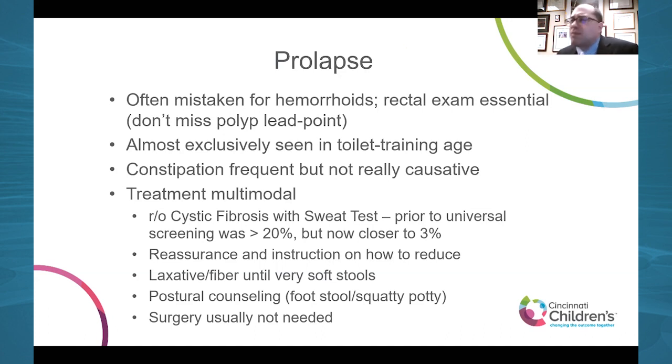That really does come from an era before universal screening. In the era of universal screening, the numbers that I've seen for picking up a kid with cystic fibrosis, with no history of cystic fibrosis, no concern, just on the basis of prolapse, is in the 3 to 3.5% range. Doesn't mean 0.